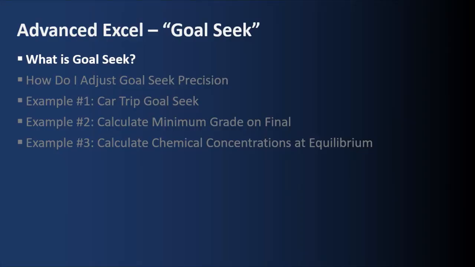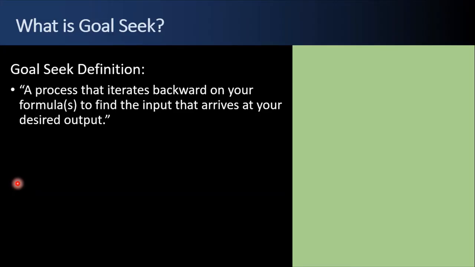First up, what is Goal Seek? First, some definitions. Goal Seek is a process that iterates backward on your formulas to find the input that arrives at your desired output. So you have one cell that's an input, and you could have multiple worksheets, whatever, and eventually all those formulas tie into one output cell.